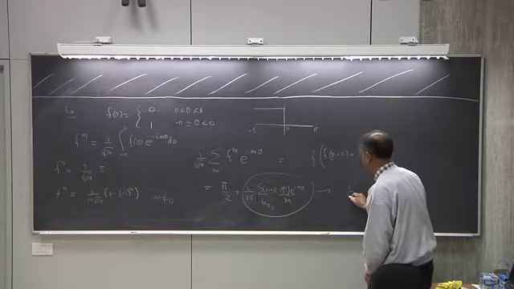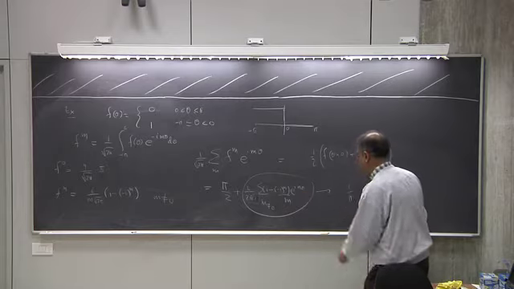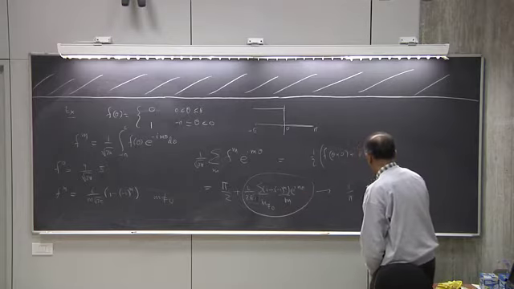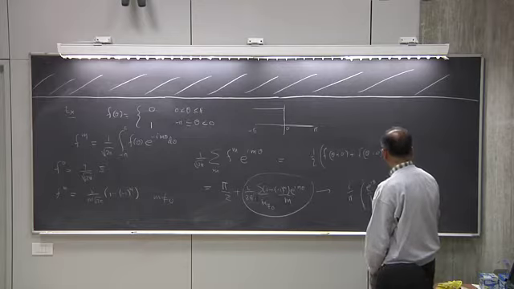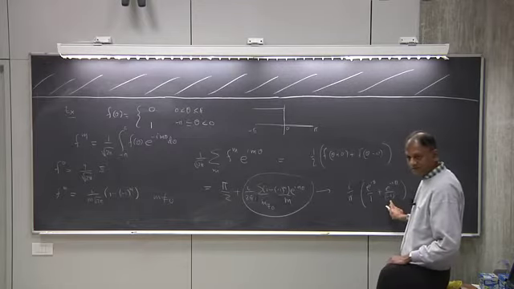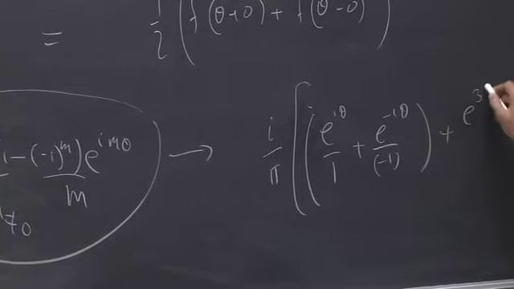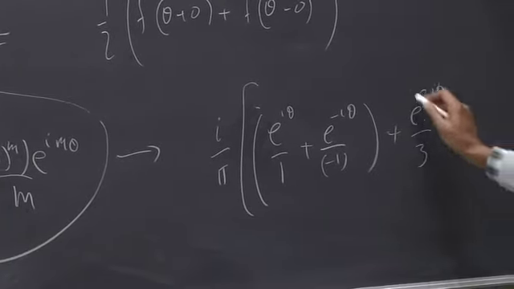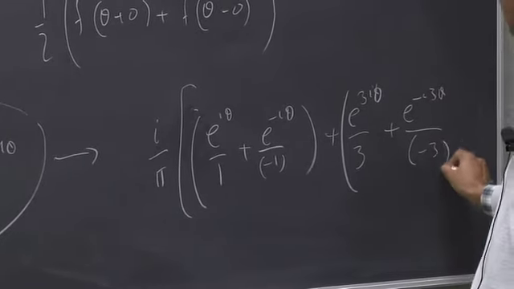So i over pi, and for m odd they add up. So only the odd terms. For example, e to the i theta for m equal to 1, plus e to the minus i theta divided by minus 1, this is m equal to 1 and m equal to minus 1. Similarly, you have m equal to 3, divided by 3, plus e to the minus i 3 theta for minus 3.